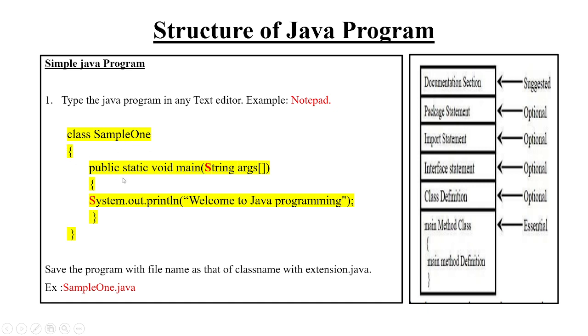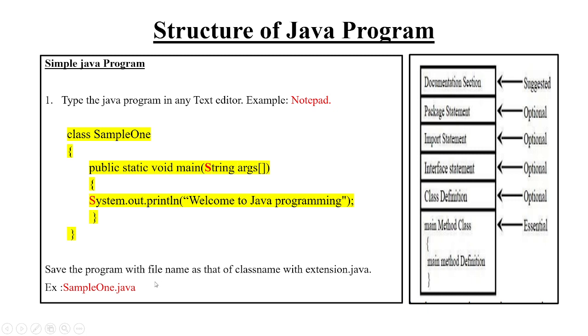And within the begin and end, I have used the definition of main, that is public static void main, and within the main I have used String args. In this program, I have written only a print statement saying "Welcome to Java program". To print this particular statement, I have to write System.out.println.